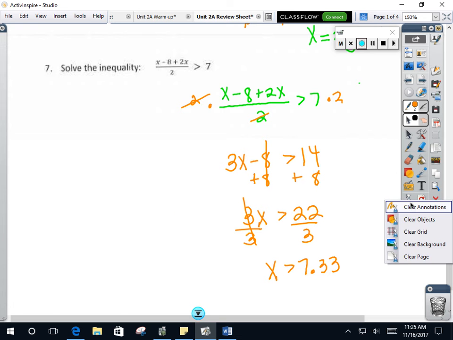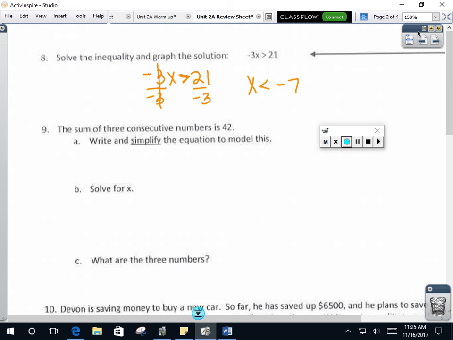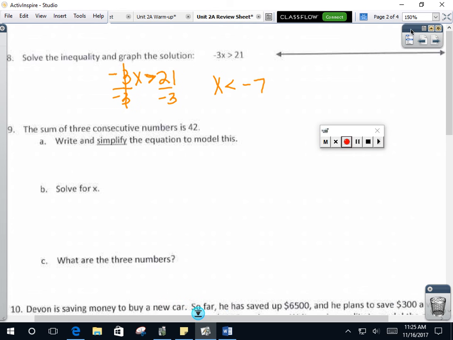Okay, number 8. Solve the inequality and graph the solution. Okay, to solve this, what do we do first? Divide by the negative 3 on both sides, which becomes x and negative 7. But we divided by negative, so this greater than sign becomes a less than sign. Now, whenever they've given you a number line and they have not given you numbers on it, I normally just put 3 numbers. I'll put 0 in the middle and then the number that I'm going to be circling and then its opposite.